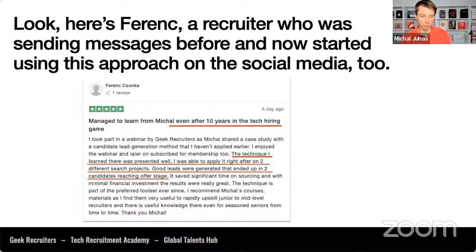As the technique I learned was presented well, I was able to apply it right after on 2 different search projects. Good leads were generated and ended up in 2 candidates reaching the offer stage. So we don't know how much it was in terms of commission, but we can assume, given the average commissions in IT recruitment, that it was north of 10,000 euros at least.